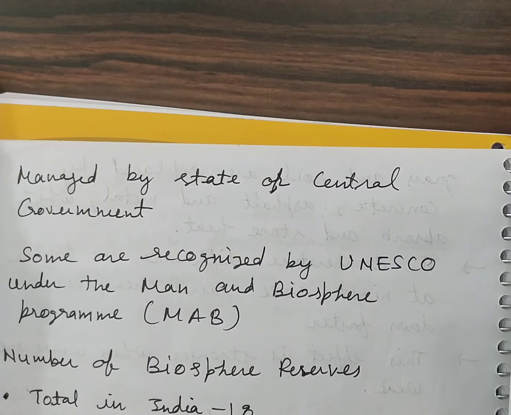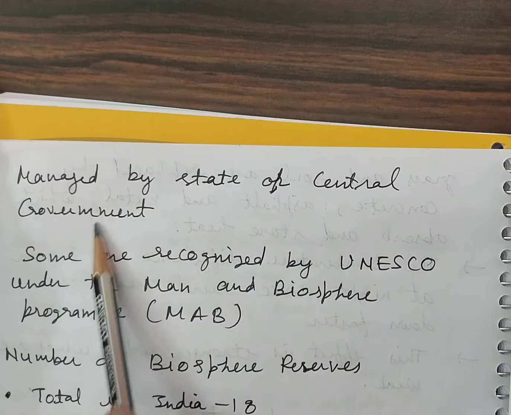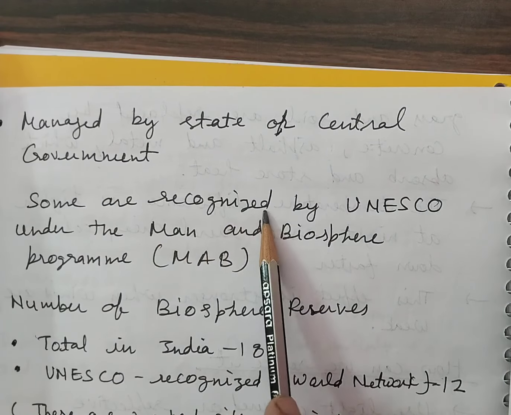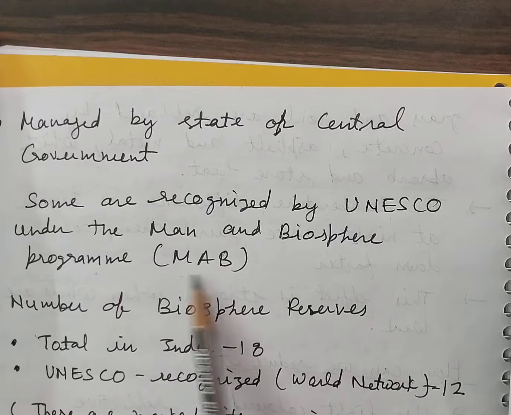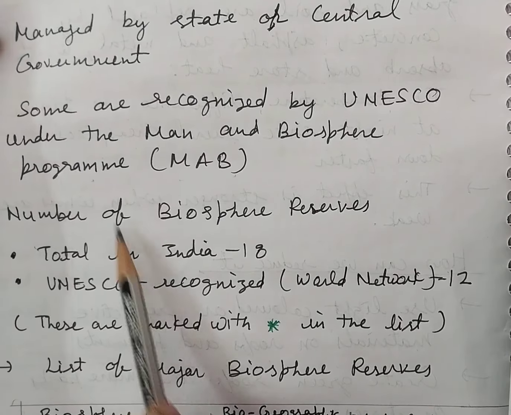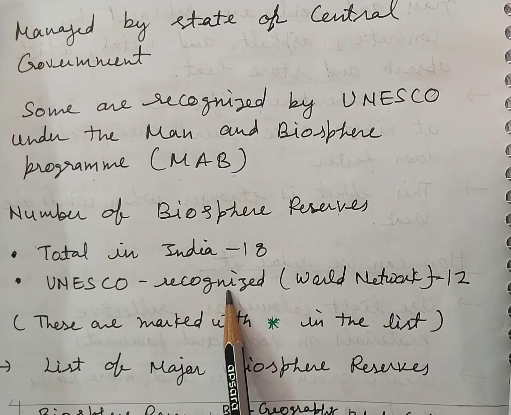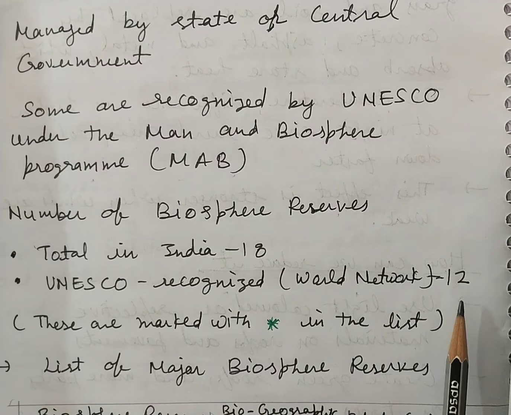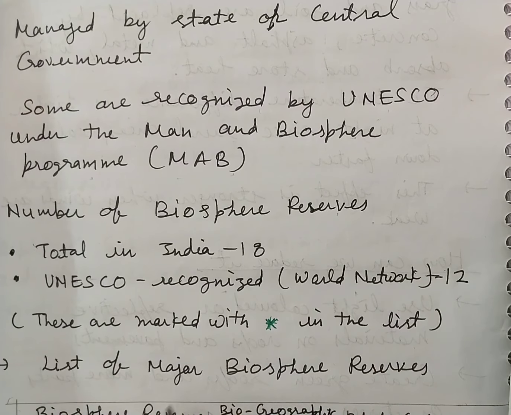These biosphere reserves are managed by state or central government. Some are recognized by UNESCO under the Man and Biosphere Program, that is MAB. The total number of biosphere reserves in India is 18. The UNESCO recognized World Network is 12. These are marked with a green star in the list.